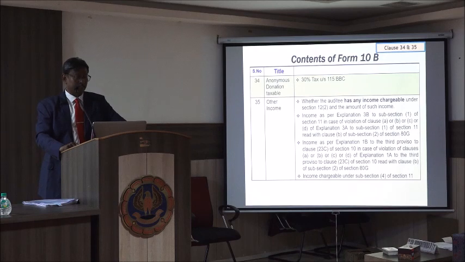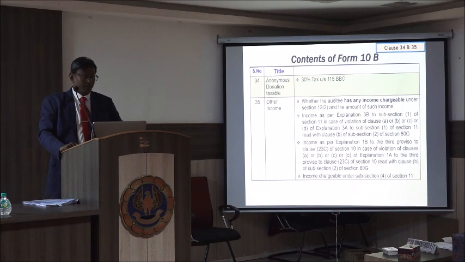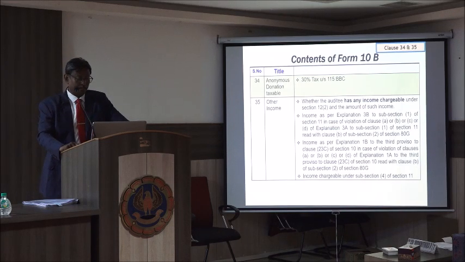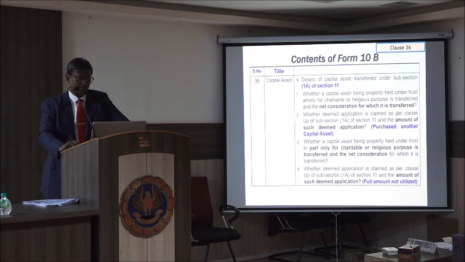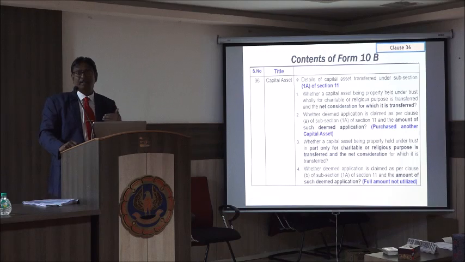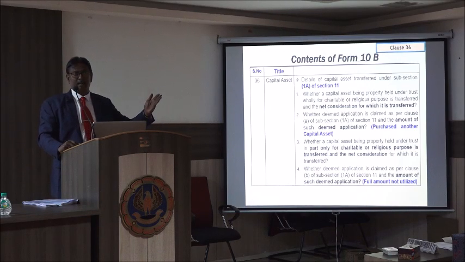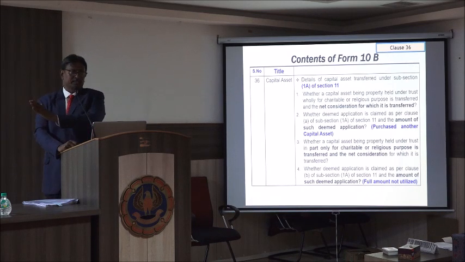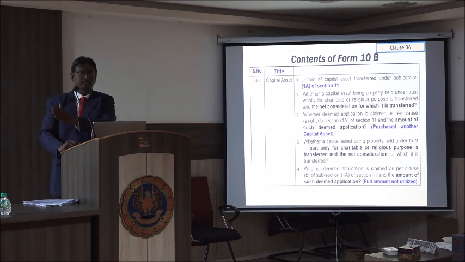Then anonymous donations, whether other income, whether the auditee has income chargeable under section 12 subsection 2, we bring it there. In ATG you disallow all of this, and all classification as income taxable we have to do now on behalf of the client. Now the capital assets which is sold. You have completely transferred an asset, whether the net consideration is invested in another capital asset or which is utilized or it is kept in a fixed deposit more than 6 months, it is exempted.